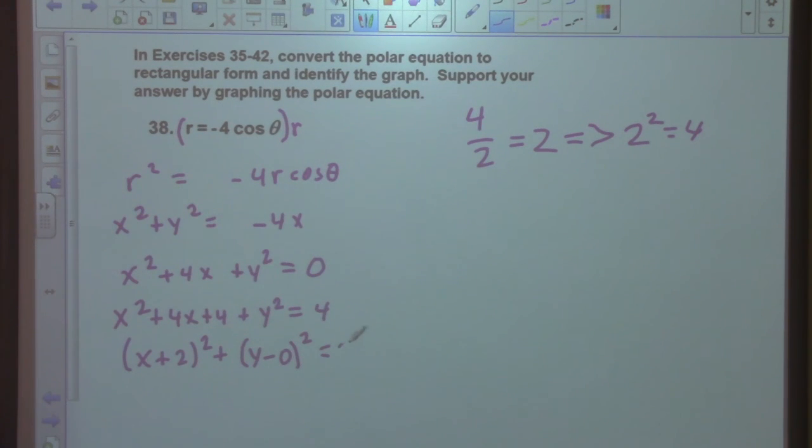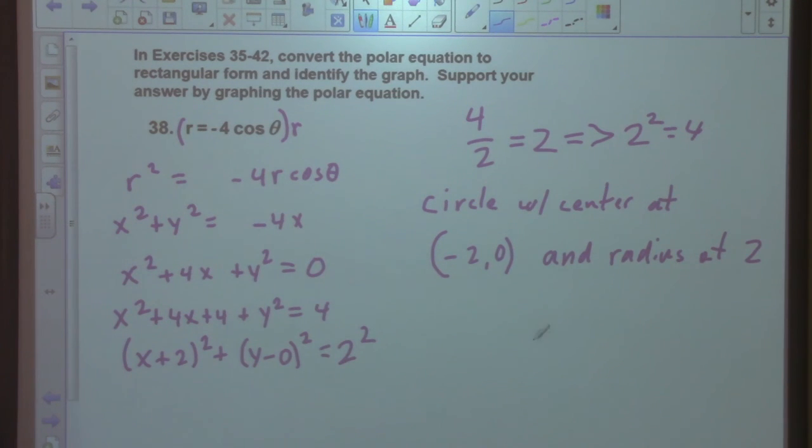Squared equals 2 squared, right? And so what is this the equation of? It's a circle with center... Where's the center of this circle? At -2, 0, right? And radius of 2.